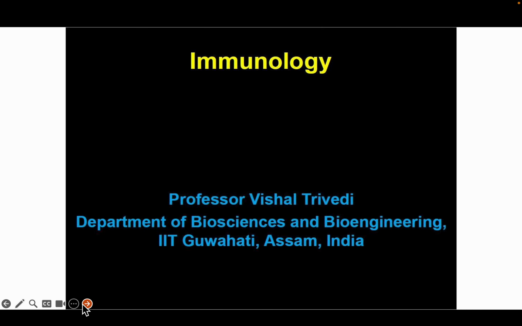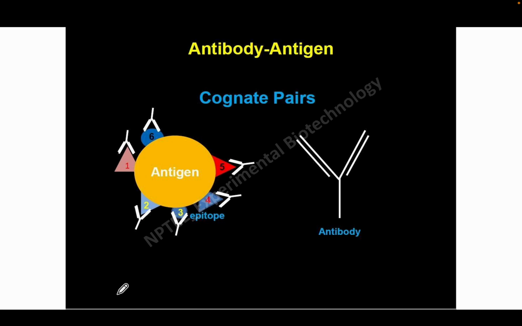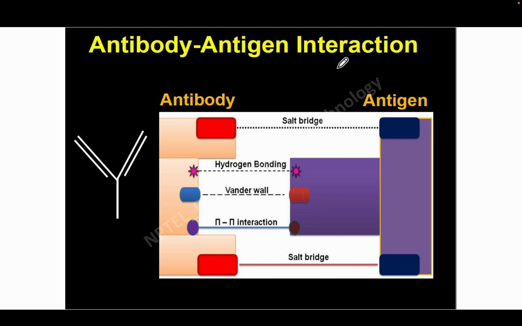Now we'll go to part 2 of immunology. So this is antibody antigen cognate pairs. This is the antigen, and it has different epitopes, different sites where those antibodies get bound. So these are the different epitopes, and this is the antibody. Antigen antibody interaction can be because of salt bridges, hydrogen bonding, van der Waals, or pi-pi interaction.